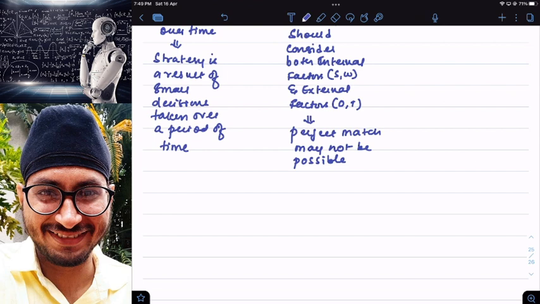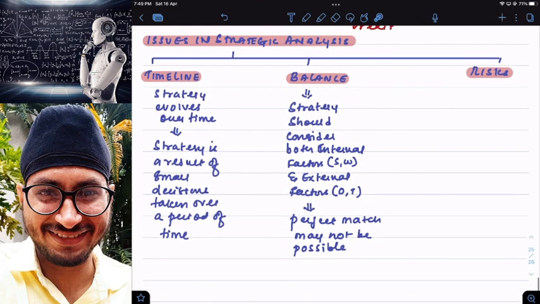I always prepare a strategy keeping in mind my internal strengths and weaknesses and external opportunities and threats. But sometimes that perfect match may not be possible. I may not be able to increase my strengths and opportunities, and I may not be able to decrease my threats and weaknesses. And then risk. Risk can be of three types. Clear?